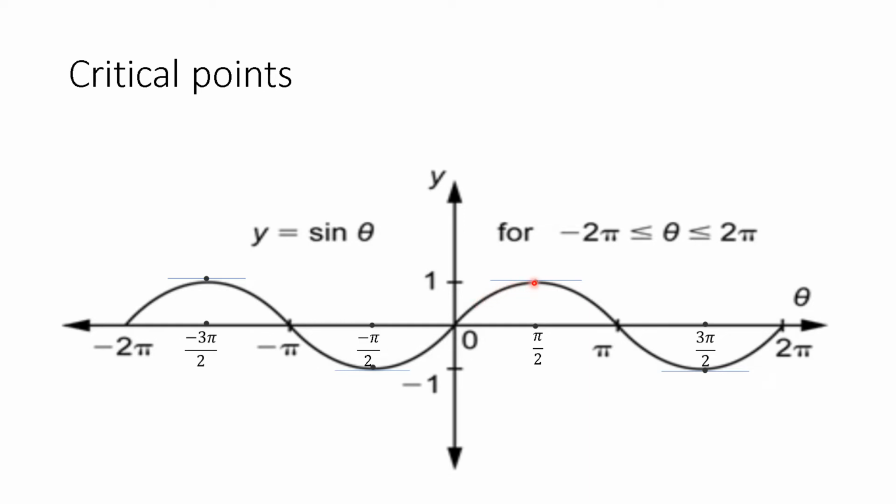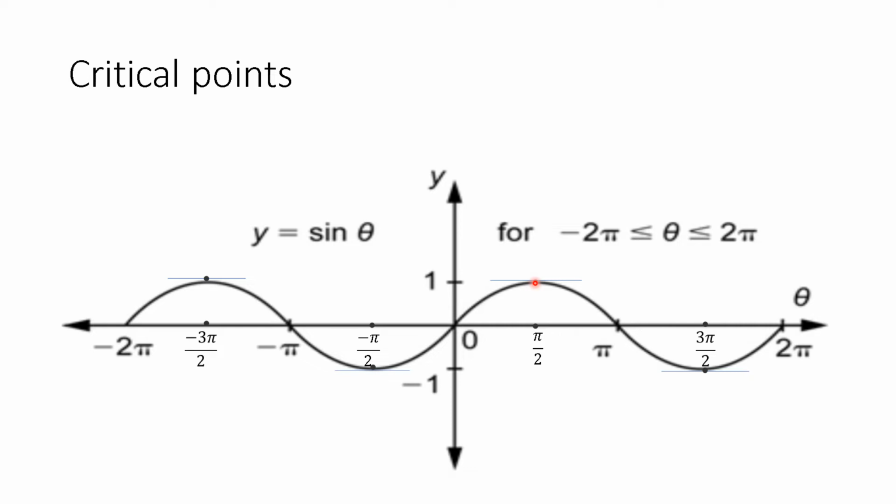At this point you will get f dash of pi by 2 is 0. Slope of the tangent is parallel to the x-axis means derivative at that particular point is 0.